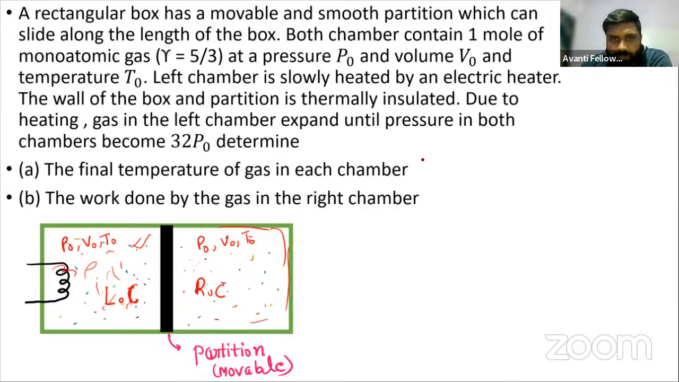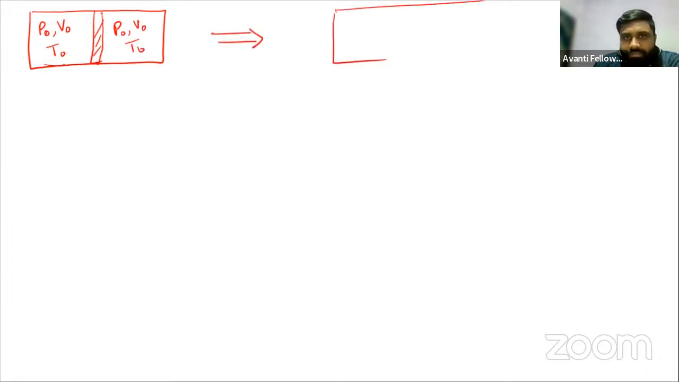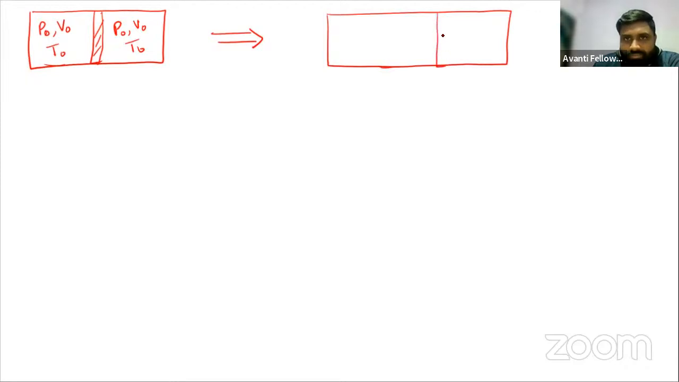Got it? Now, what we are going to do is draw the initial and final conditions. For the initial condition, we have the partition here. Initially the pressure is P naught, volume is V naught, temperature is T naught, and here also P naught, V naught, T naught. Now when we heat it up, what will happen? The gas will expand, getting heat. So the partition will slide a little bit.